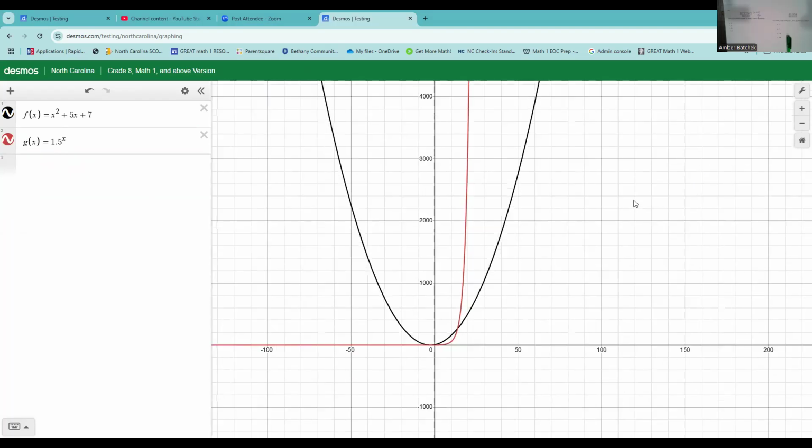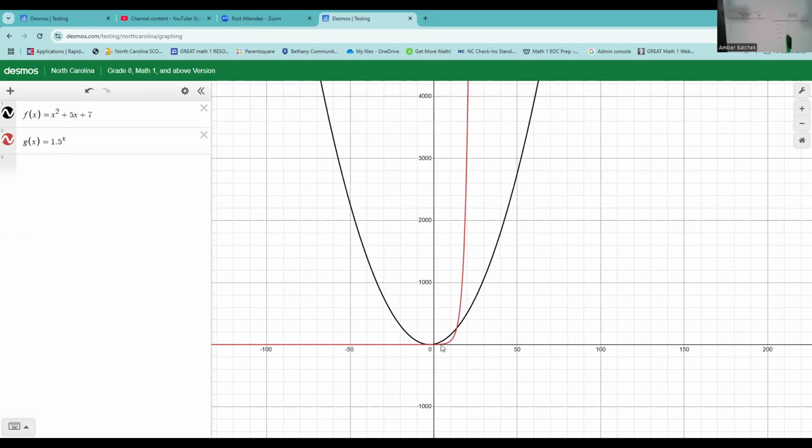Okay. So notice right in here, your exponential is in red. Notice your exponential is smaller here. It's below the black line. Right here is where the change takes place. And now the red line is above the black line. So right after the intersection is where the exponential exceeds the quadratic.